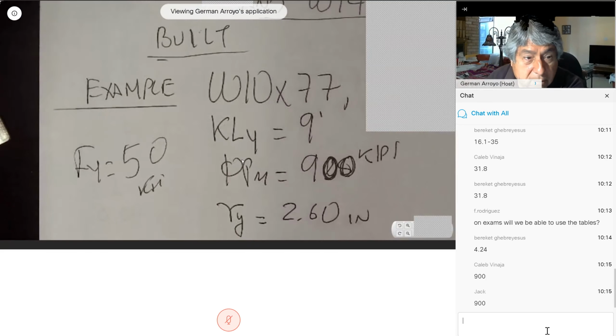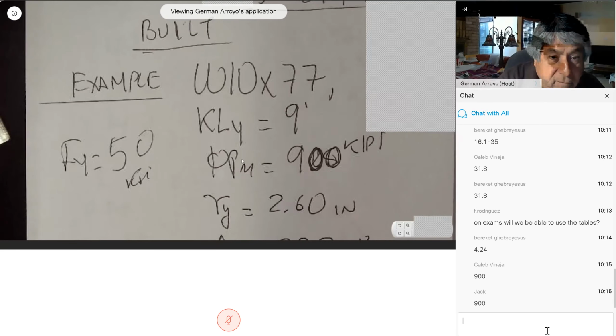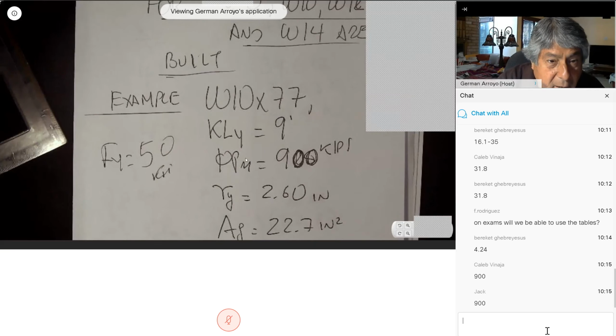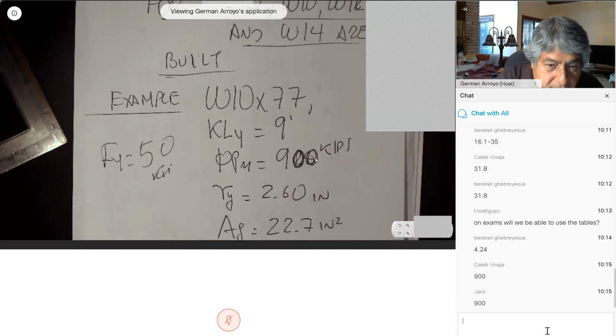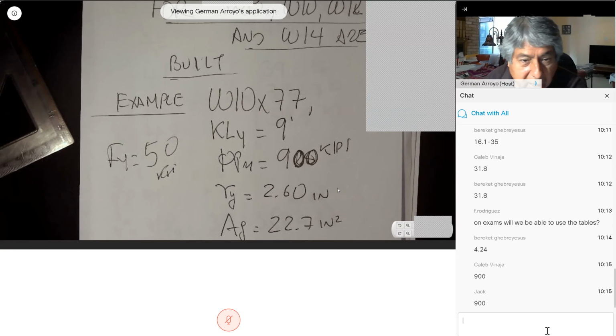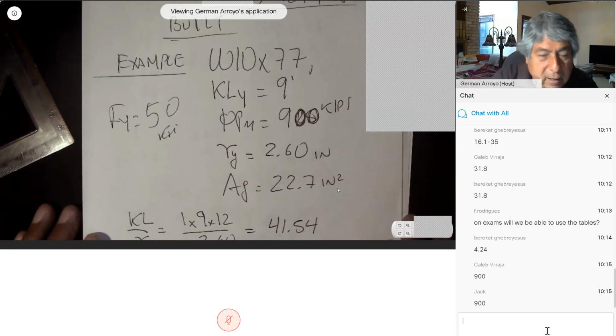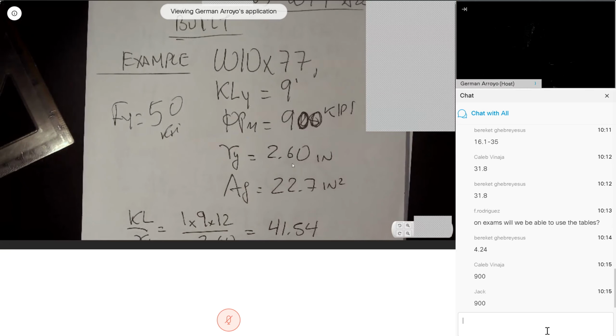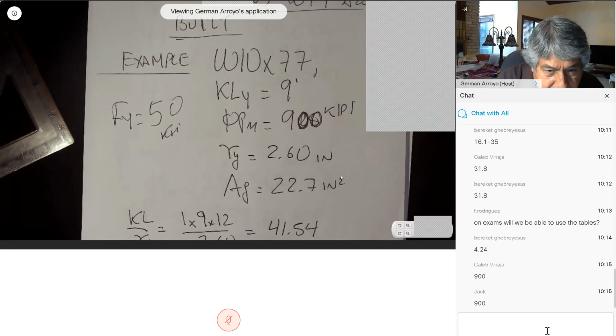So the W10 by 77, for KLY has to be in feet. The design strength, 900 kips, comes from the table. The value of Ry also came from the table. And this is the gross area.